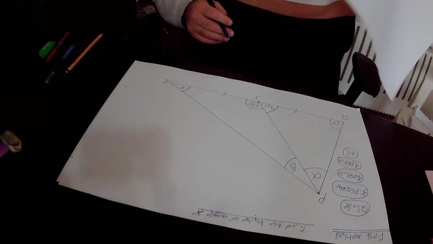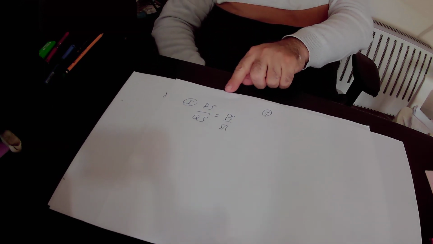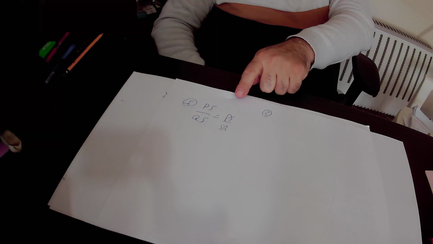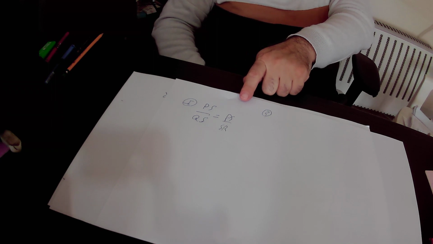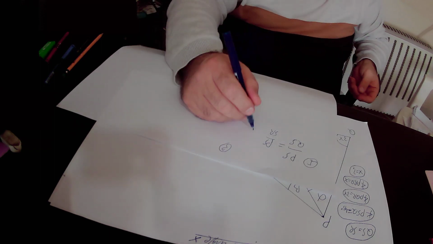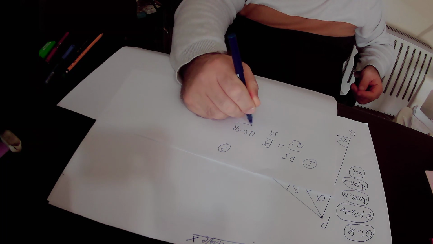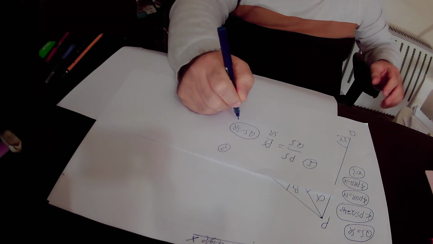I'll repeat again. In our drawing, PS over QS equals PS over SR, and this equation is true because of the fact that QS equals SR, according to what is given in the question.